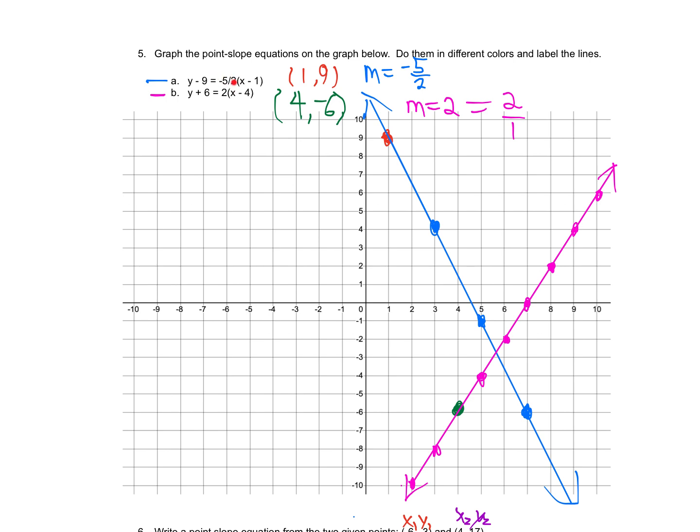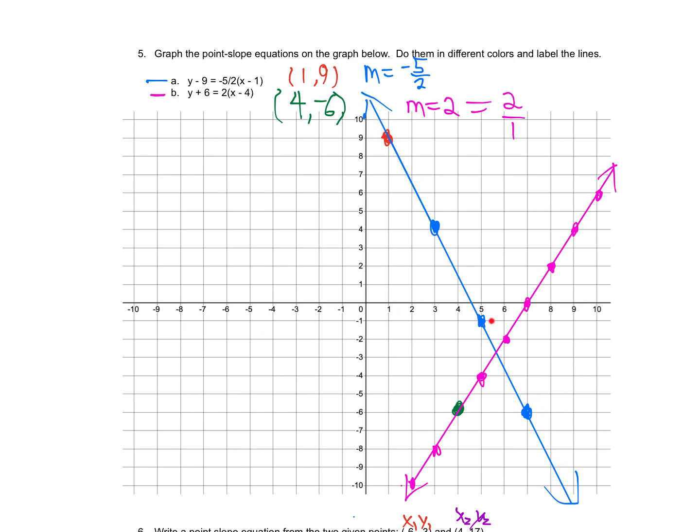Slope's the number in front of the parentheses, that's -5/2. So I'll put a point at 1, comma 9, that's here in the red. I then do the slope, -5/2. Remember, slope is rise over run. -5 means you go down 5 to the right 2. Down 5 to the right 2.